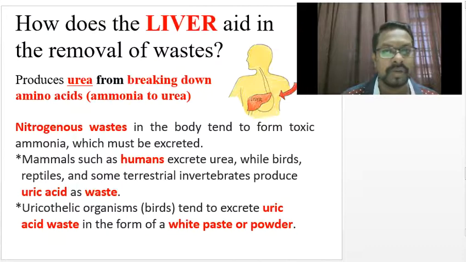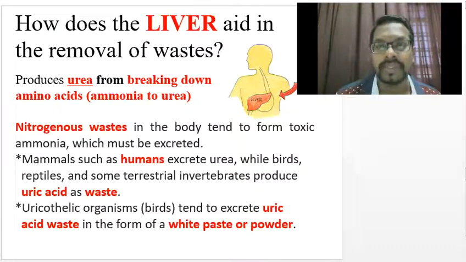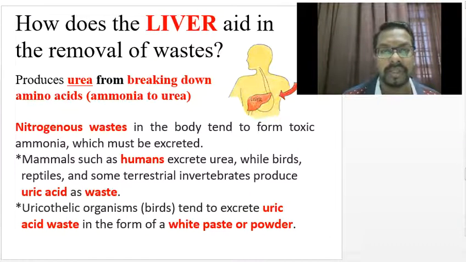Okay, let's move on. Now, liver. How does the liver aid in the removal of waste? It produces urea from breaking down amino acids. Amino acids will become urea.